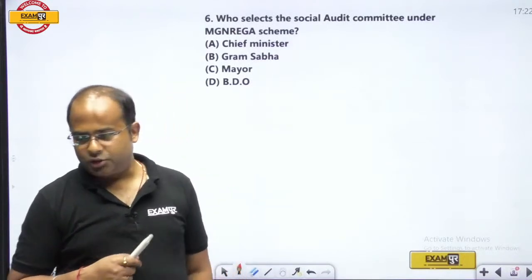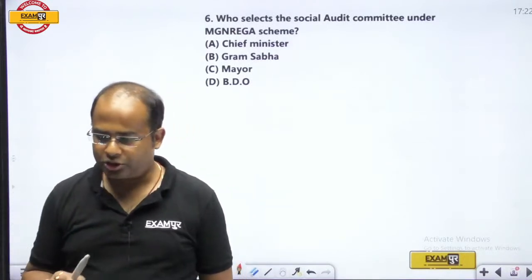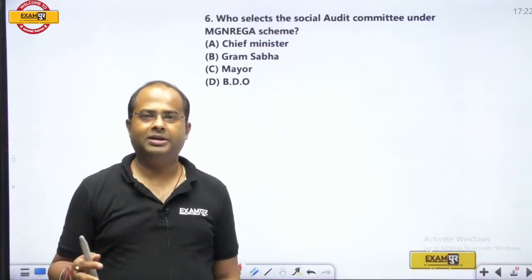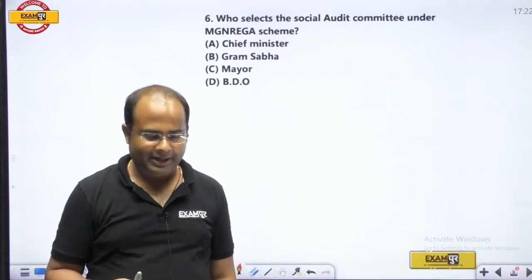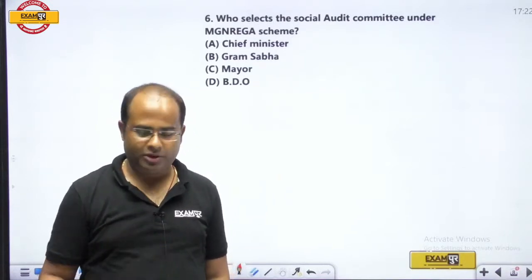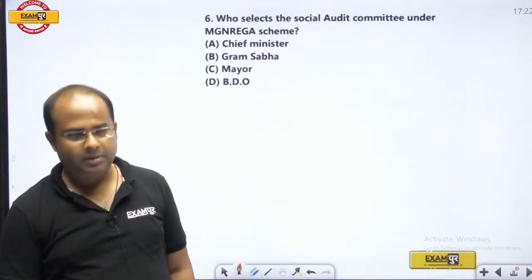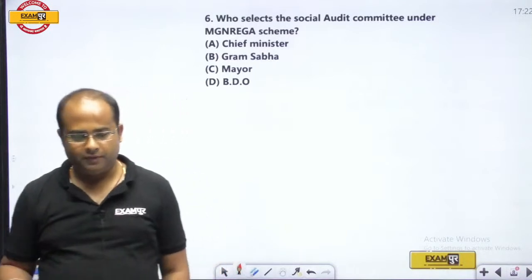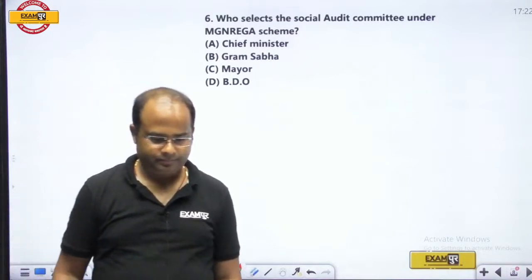Now come to the next question: who selects the social audit committee under the MGNREGA scheme? MGNREGA is the Mahatma Gandhi National Rural Employment Guarantee Act. So under the MGNREGA scheme, who does the social audit? This is a question of BPSC, Bihar Public Service Commission. So which organization does the social audit of the MGNREGA program?